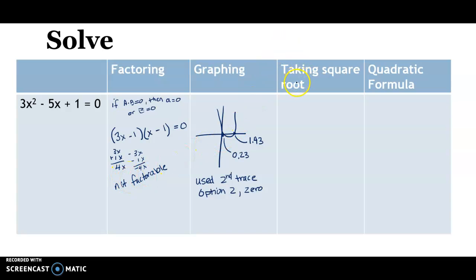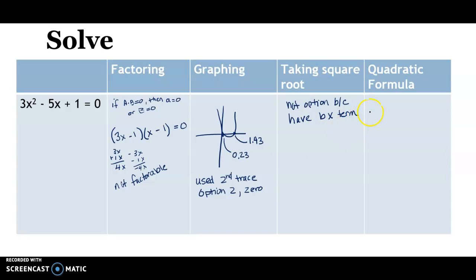My next option for solving is taking a square root. And this one is not going to be an option, and that is because I have a bx term. This option has very limited application, and it only works when we have an x squared term and a constant term. But in this case, we have that middle term, so this one is not an option.